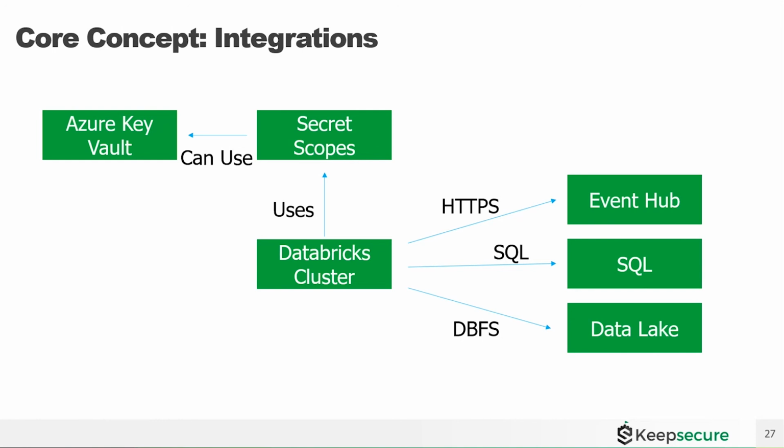Now that cluster has to actually reach out to things like Event Hubs and SQL and data lakes, and it uses all these different protocols. Typically this is all done within Python or within Java. You're going to create a connection object. But the question becomes, where do you get the secret material that you're going to be using to connect to those protected resources? And the answer to that is Databricks secret scopes.